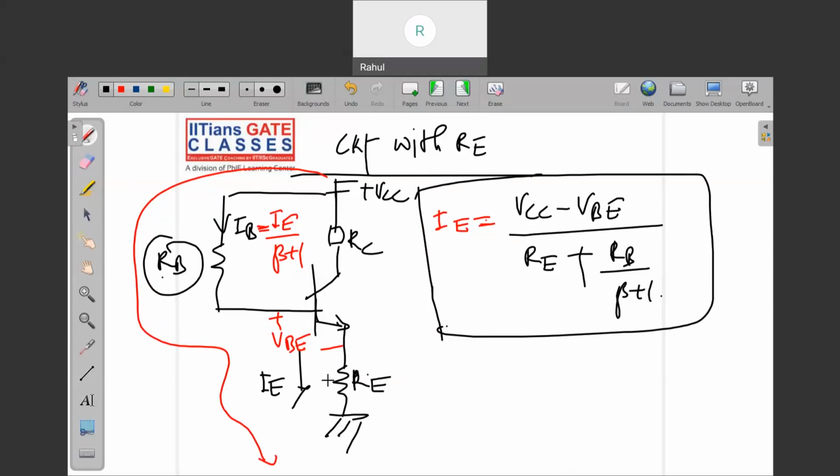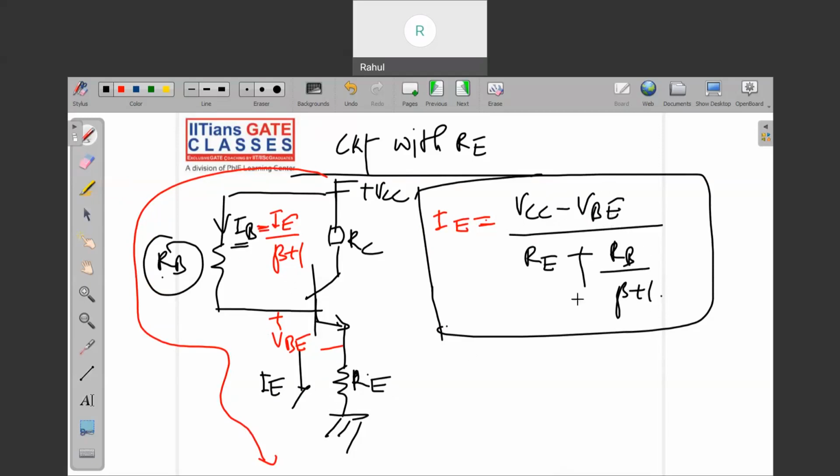If you know IE, you can compute IB here, IE by beta plus 1, because your current will get reduced. So here you can see IE equals VCC minus VBE upon RE plus RB by beta plus 1.